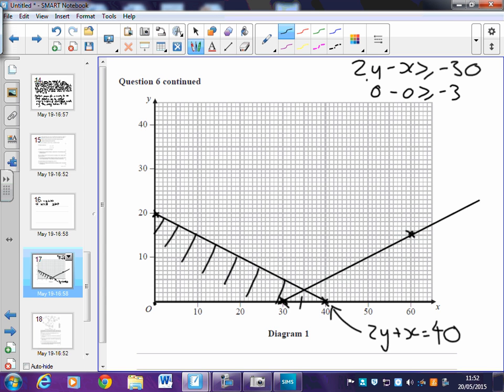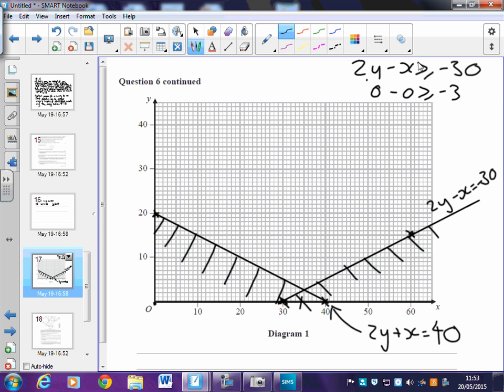That is true, so I want the side that's got the origin on, so I shade out the other side, which is that one there. And like I say, you can sort of do that with any point, but the origin's an easy one to do. Alright, and then label a line, 2y minus x equals minus 30.